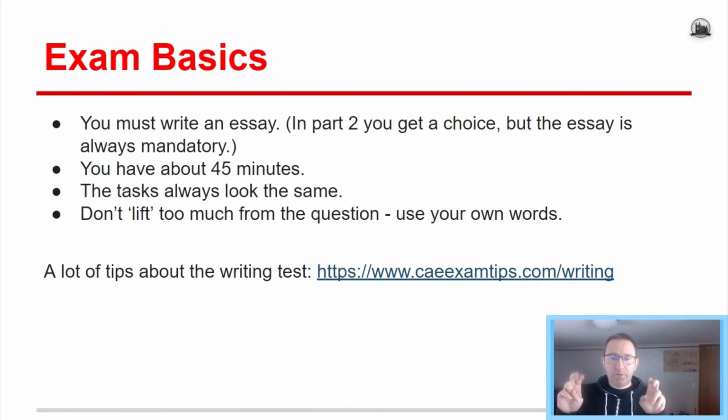And don't lift too much from the actual question. When you see the question, try not to use those exact words in your writing. Sometimes it will be inevitable, like there's not many variations on those words, but sometimes there will be. So use your own words when you can. Otherwise, you just won't get any points for that particular section that you wrote. So it's a waste of time.